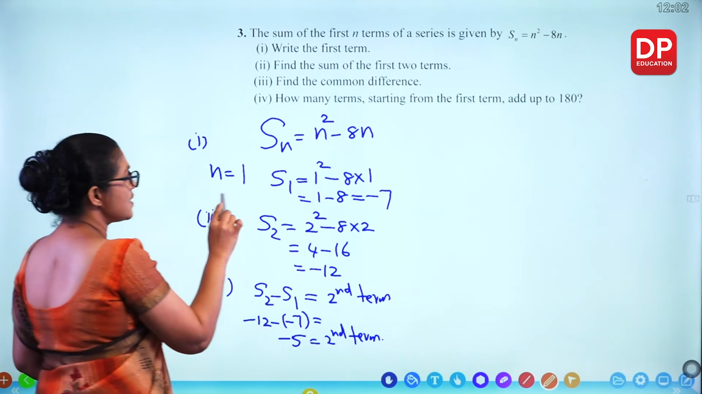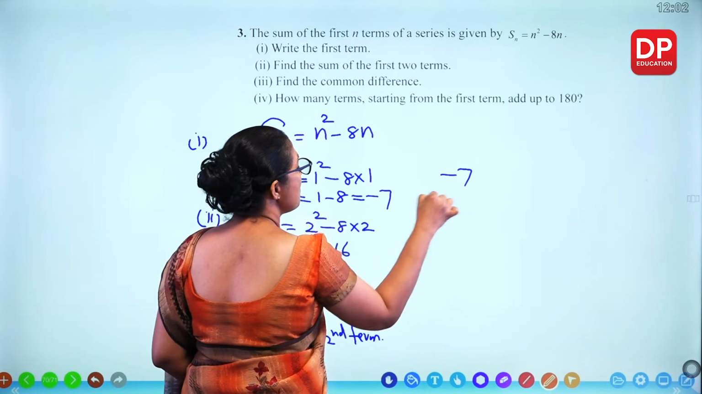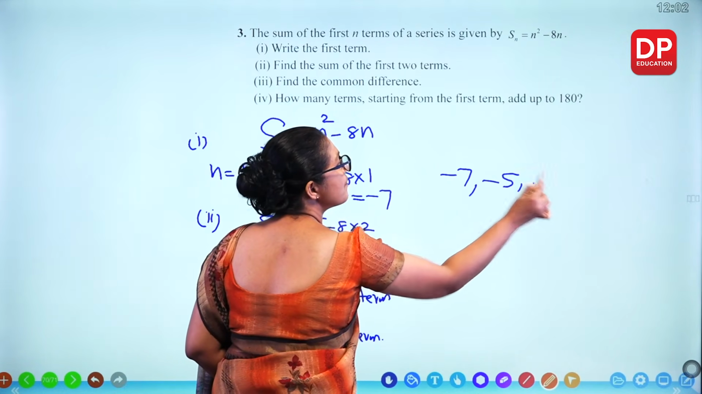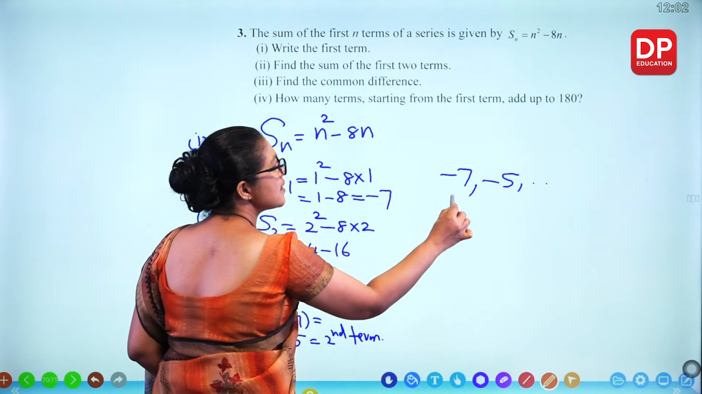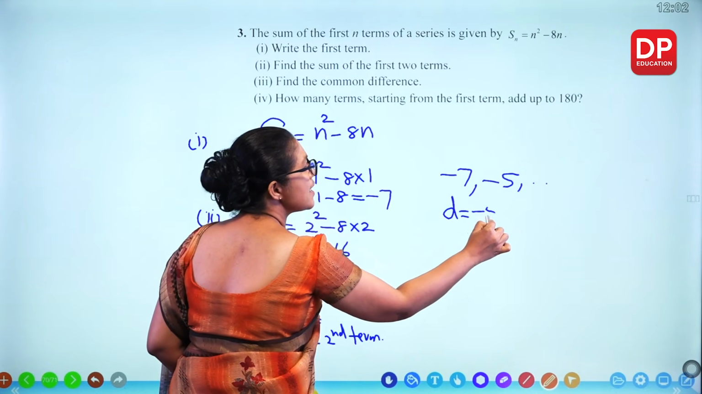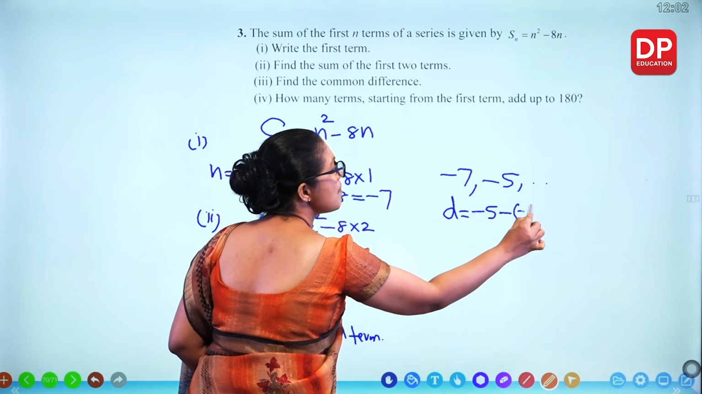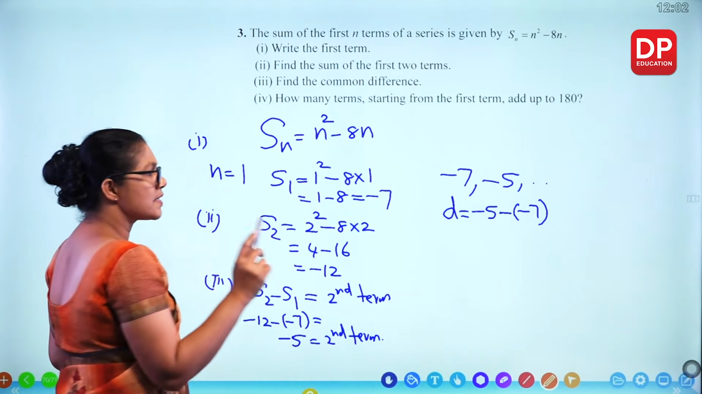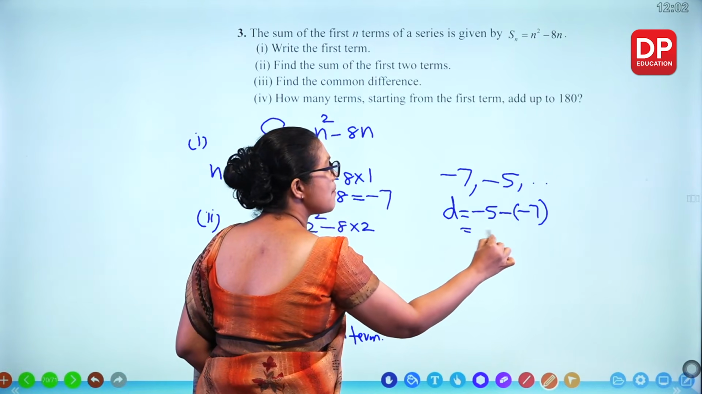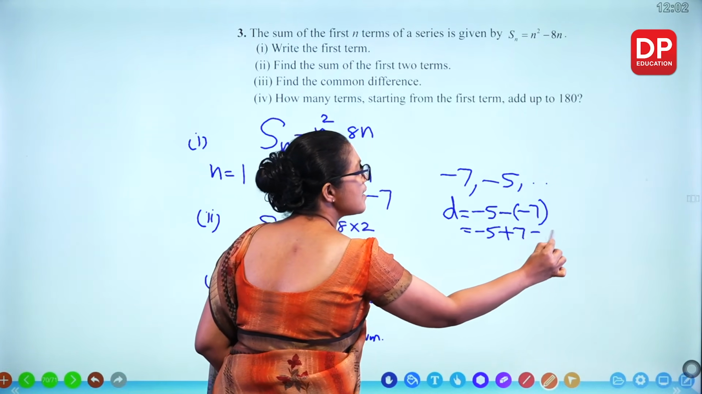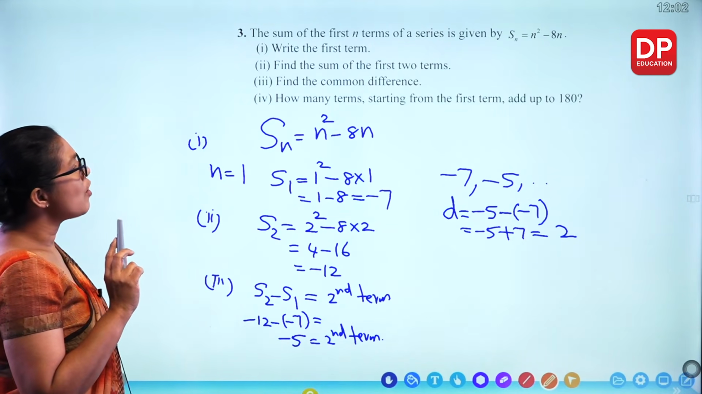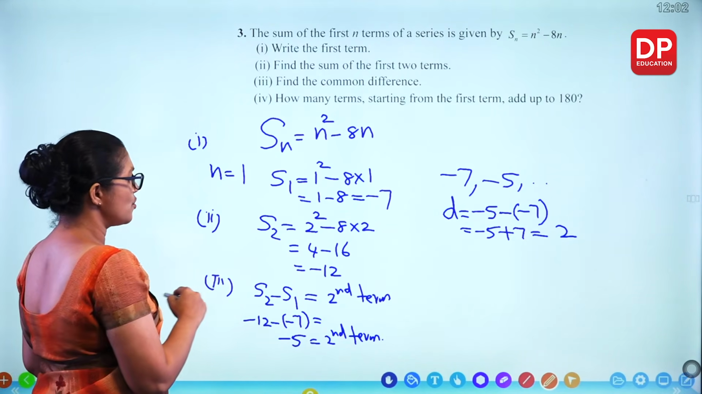We know the first term is minus 7, the second term is minus 5. What's the difference? Difference is minus 5 minus minus 7. Take the difference between consecutive terms. So you get minus 5 plus 7, that's 2. So we know the common difference is 2.